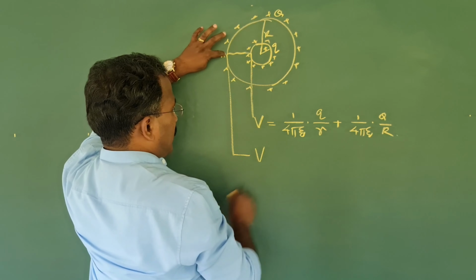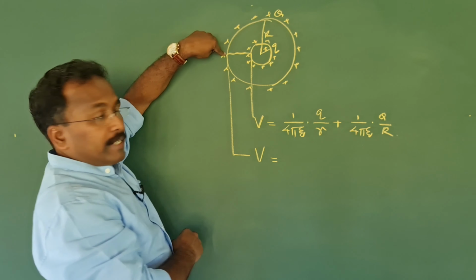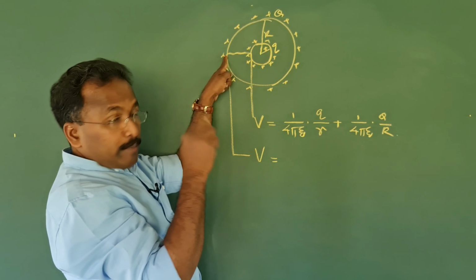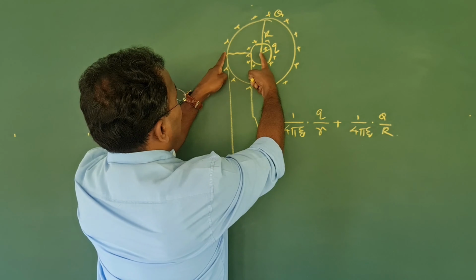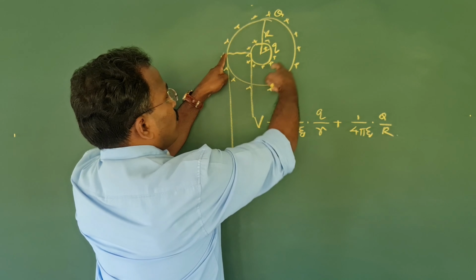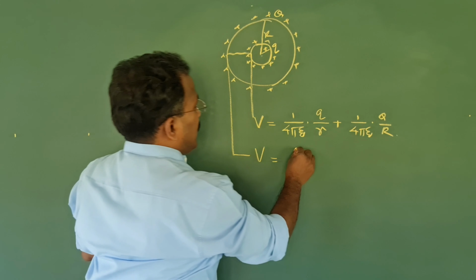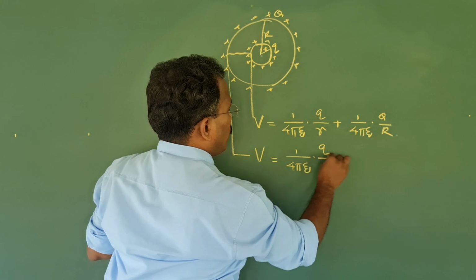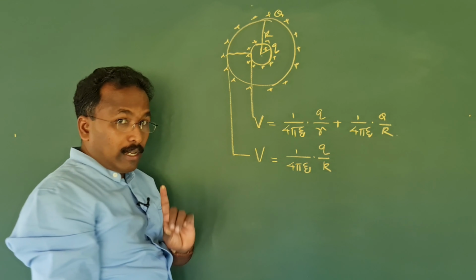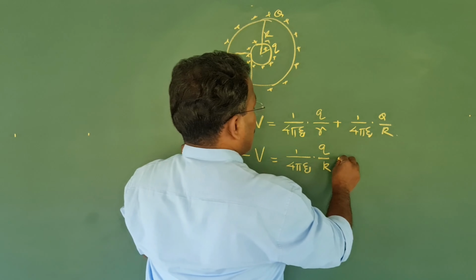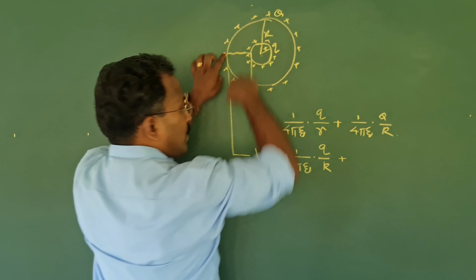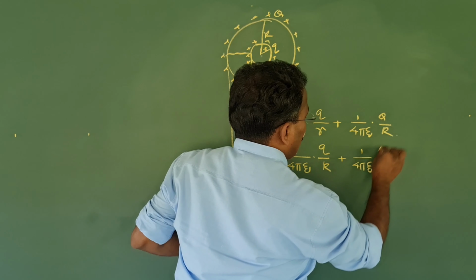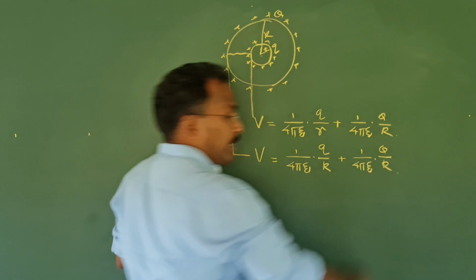And this point, again the potential I am writing. Remember, this point is at capital R distance away from the small shell. So its potential will be 1 by 4 pi epsilon 0 into small q divided by capital R. I hope you understood. That is a surface point for the bigger shell. So its potential will be 1 by 4 pi epsilon 0 into q divided by R.